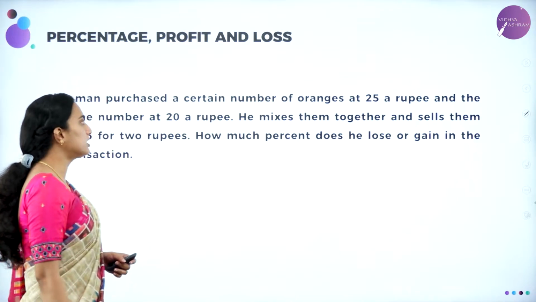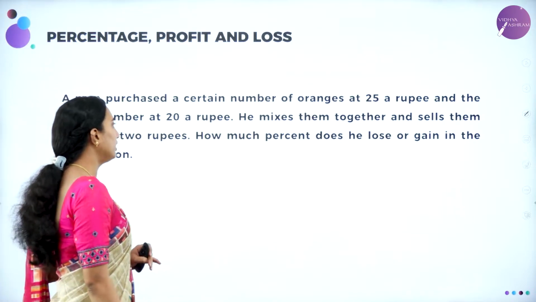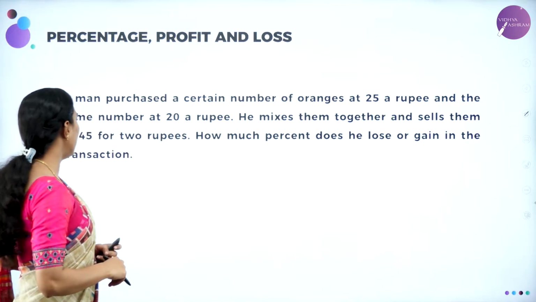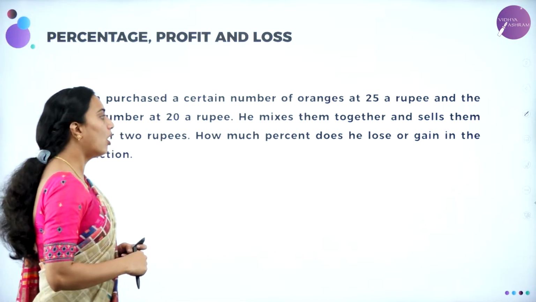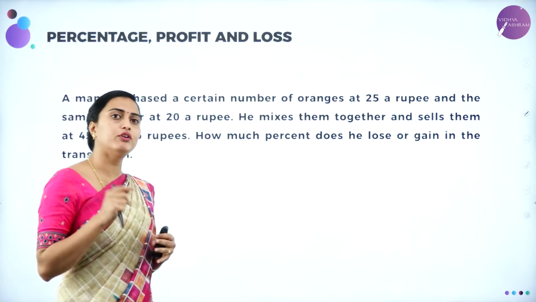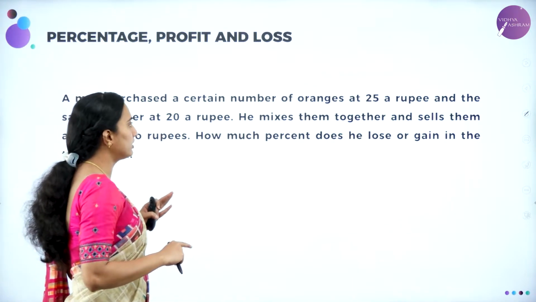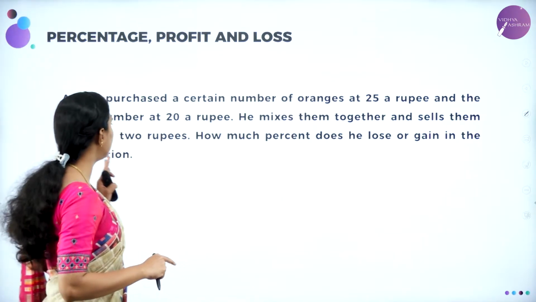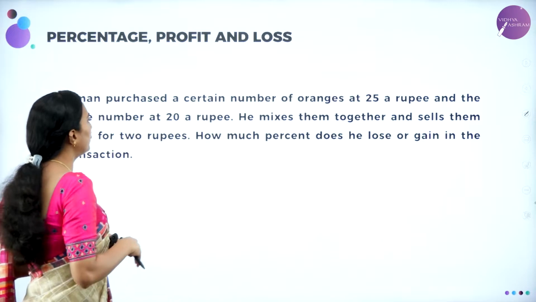A man purchased a certain number of oranges at 25 for a rupee and the same number at 20 for a rupee. He mixes them together and sells them at 45 for 2 rupees. How much percent does he lose or gain in the transaction? So therefore, 25 oranges will be sold for 1 rupee, and likewise 20 will be sold for 1 rupee. Correct? He mixes them together and sells them for 2 rupees.